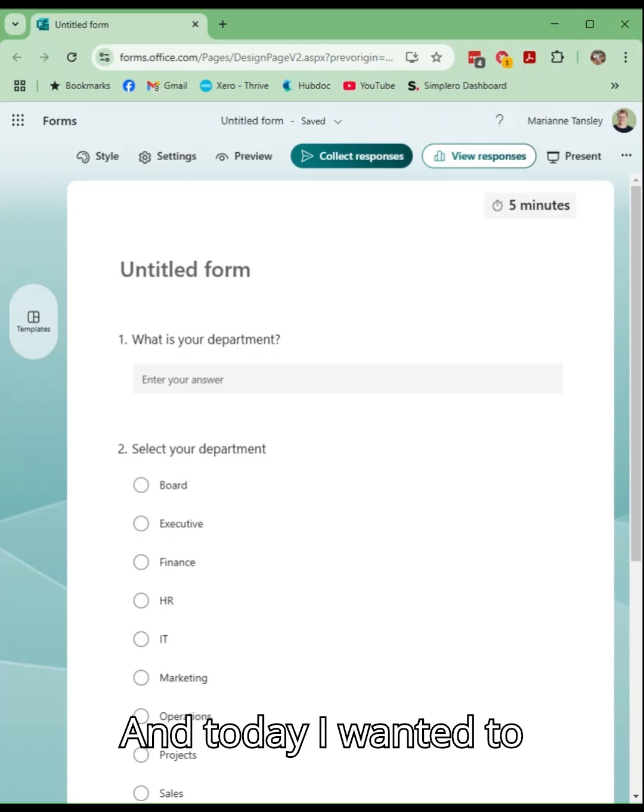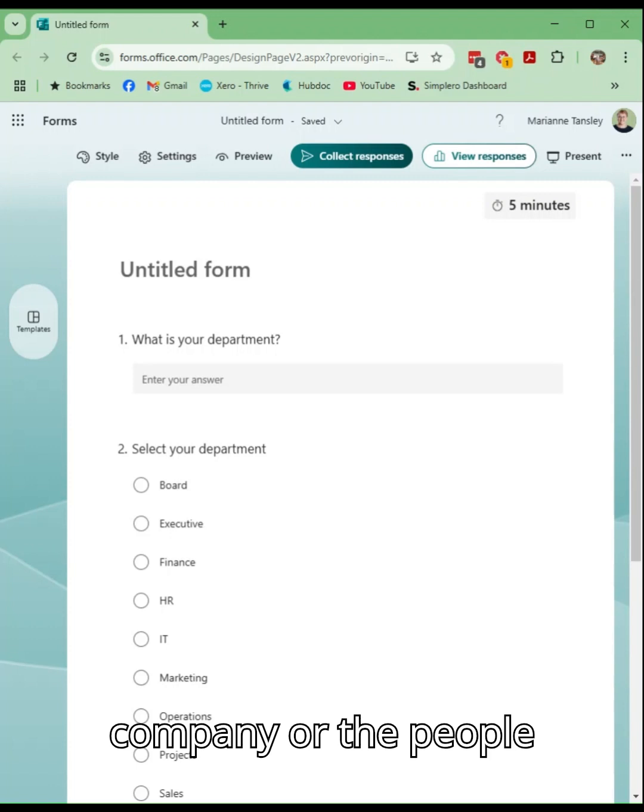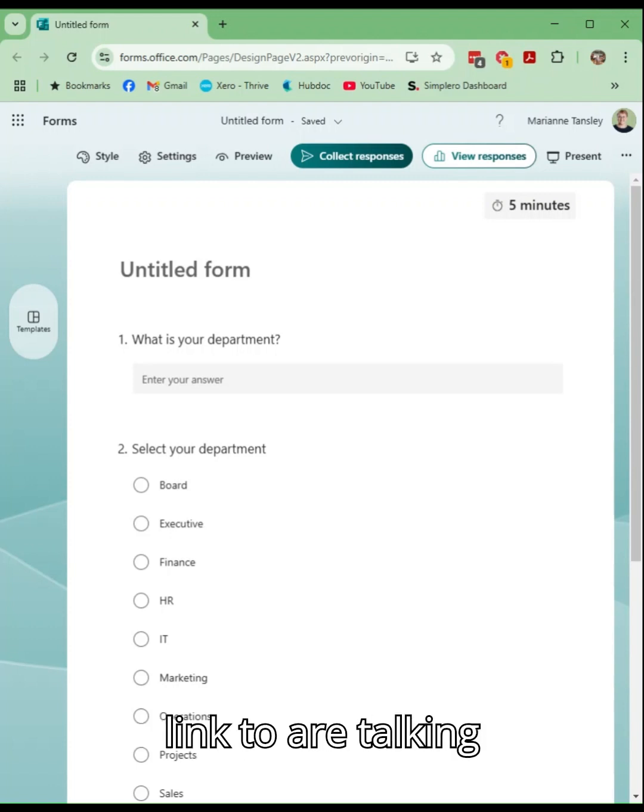And today I wanted to talk to you about when you're working with a Microsoft form, why you may want to restrict the responses that are coming for your form from a specific email domain. Now, this is where you may want only people inside your organization to respond, but there is a risk that when your company or the people that you send this link to are talking with others in Teams chats and in emails, the information may get shared accidentally or with the best of intentions, because both of those are very real reasons that information gets shared.